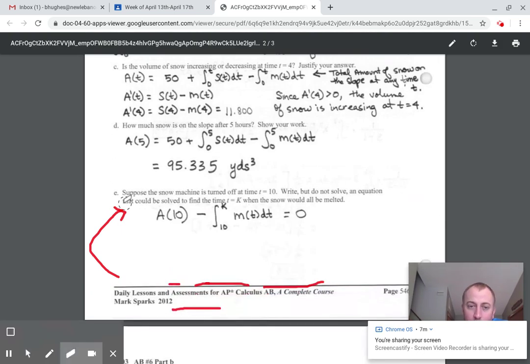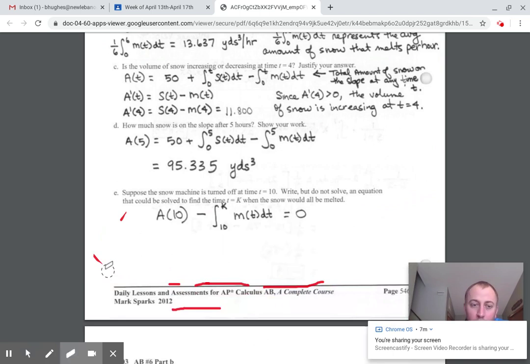And then the last question is kind of just a hypothetical. I can't say there will be, but there typically is a question on the AP tests that asks, hey, hypothetically, just write an equation for this problem, and then you don't actually have to solve.